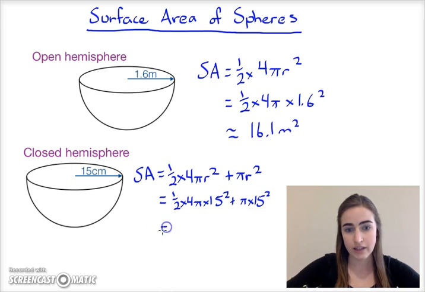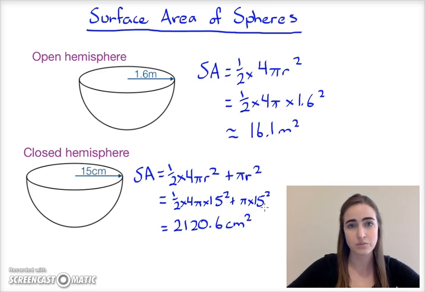Now you could, again, simplify that whole thing, since this comes out to give 2 pi r squared plus pi r squared, you could simplify the whole thing to 3 pi r squared as well. But again, typing the whole thing in still works, and when you put it in your calculator, you'll get 2,120.6 centimeters squared, correct to one decimal place. So it's a few examples of how we can find the surface area of spheres and hemispheres.